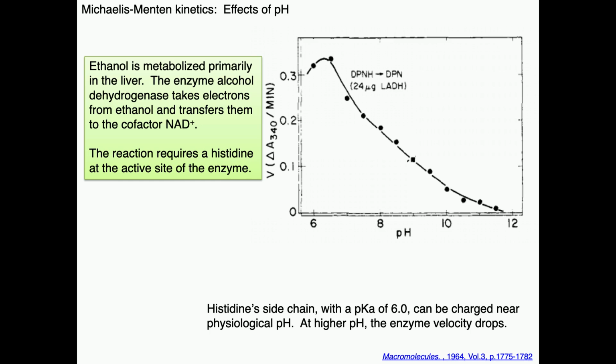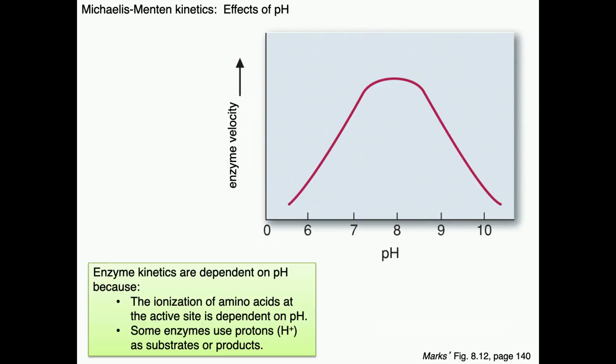Okay, is that clear? So the way you would measure this, you would have different Michaelis-Menten experiments conducted at different pHs to derive those data. So this is an example specific for alcohol dehydrogenase. Generally for most enzymes, they're going to have the peak activity near a place that's very convenient for our bodies. Okay, is that pretty clear?